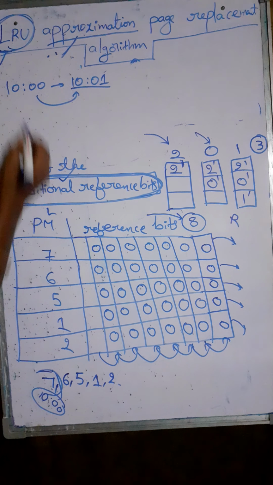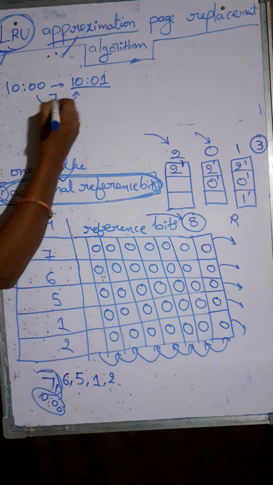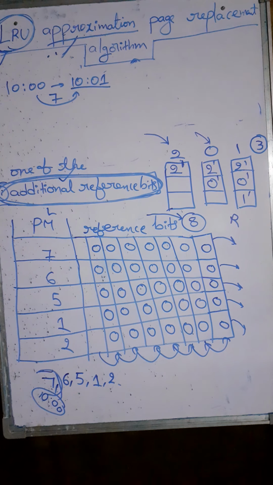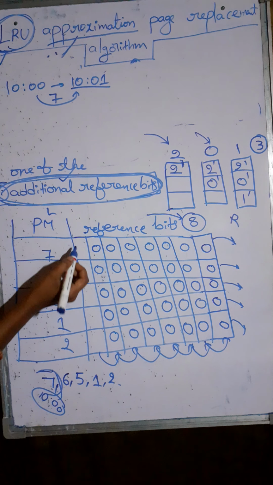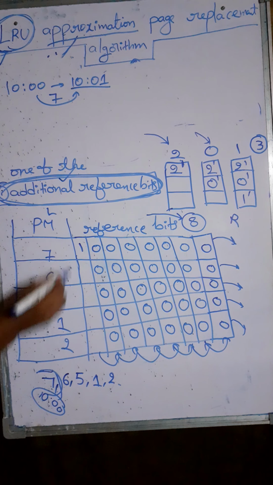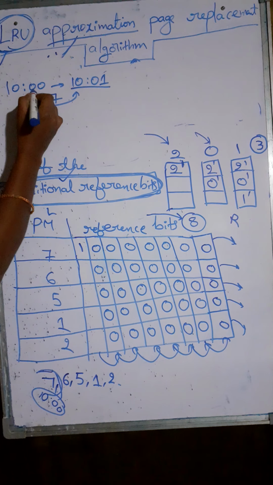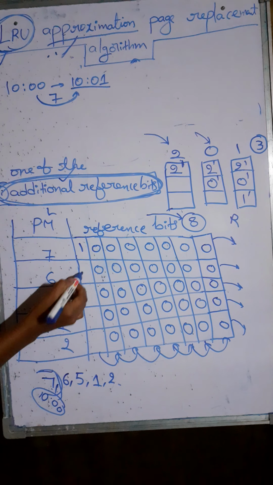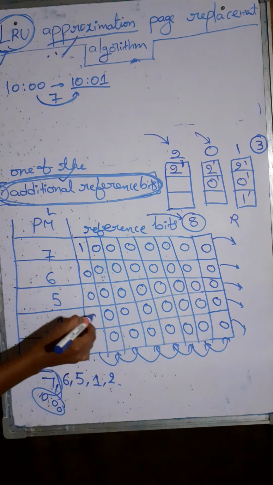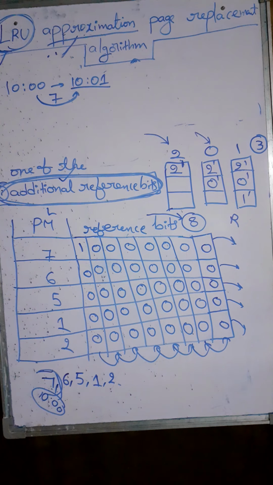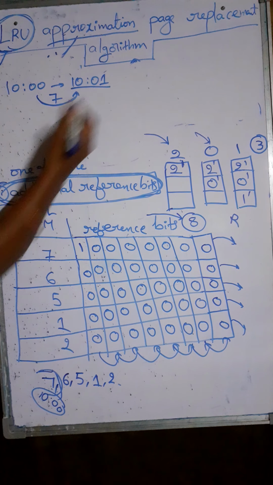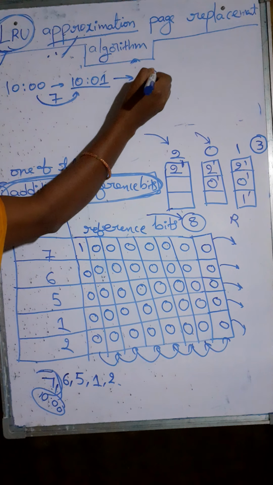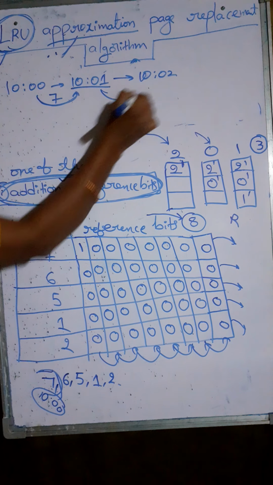In this 1 minute, a request is made only for page number 7. So the reference bit of page number 7 is set to 1. For the remaining pages, there is no request from 10:00 to 10:01, so for all those pages the reference bits are set to zeros. Now let us assume that the time is 10:02, that means after 1 minute.